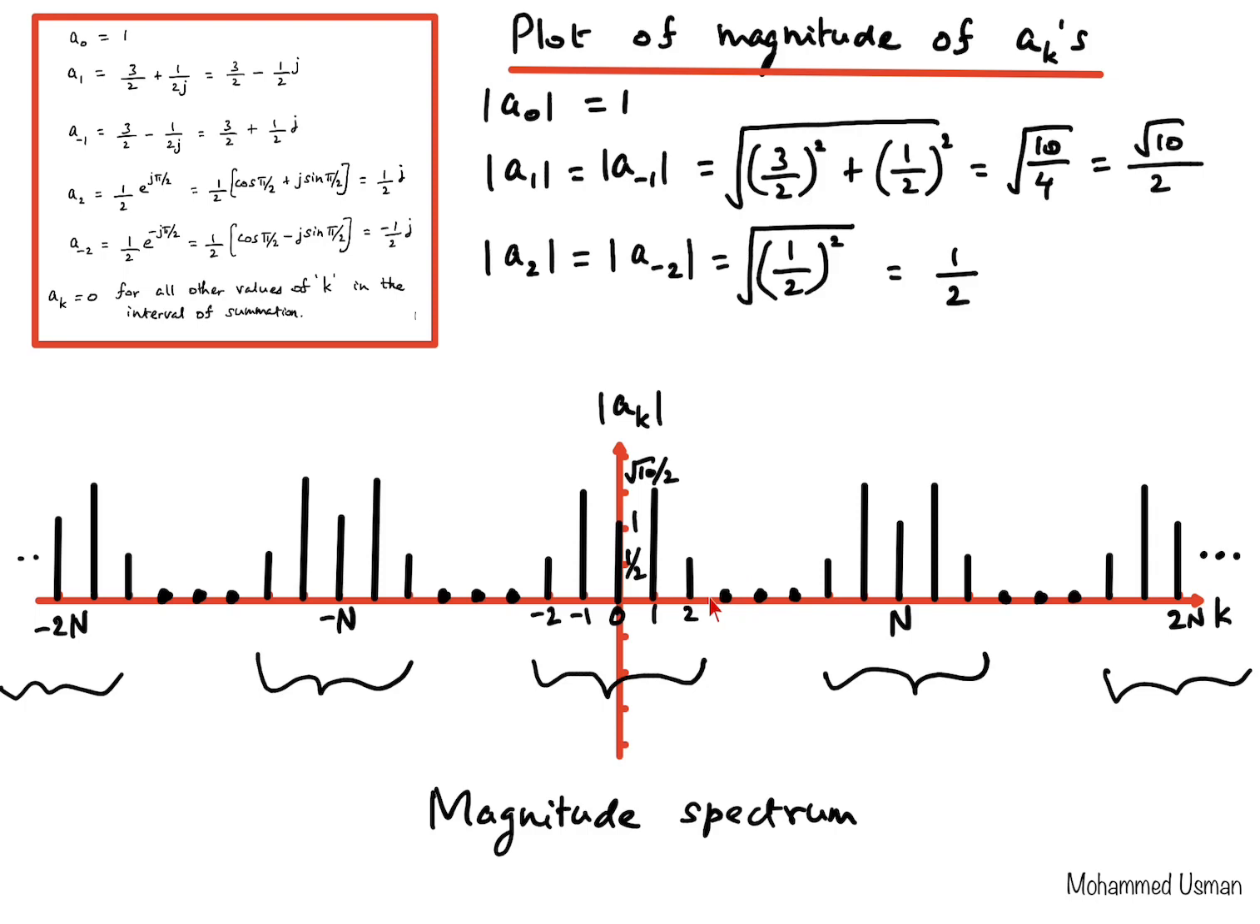Again, I have shown only 3 blank spaces here. We don't know the value of n, we haven't fixed it. So this entire pattern is going to repeat at integer values of n, so at n, at 2n, and 3n, and so on. So that's the magnitude spectrum. We call this the magnitude spectrum of our sequence x of n, where we have plotted the magnitudes of the Fourier series coefficients of the sequence x of n.